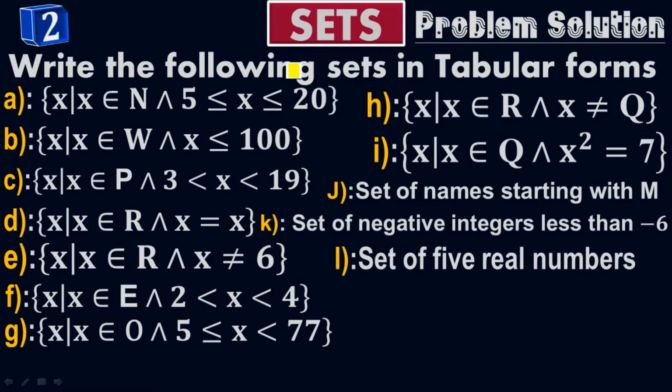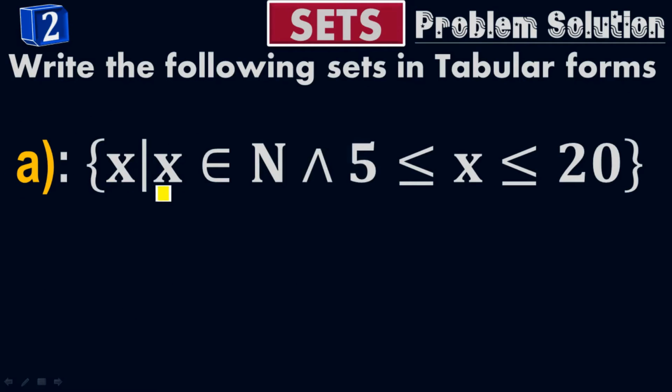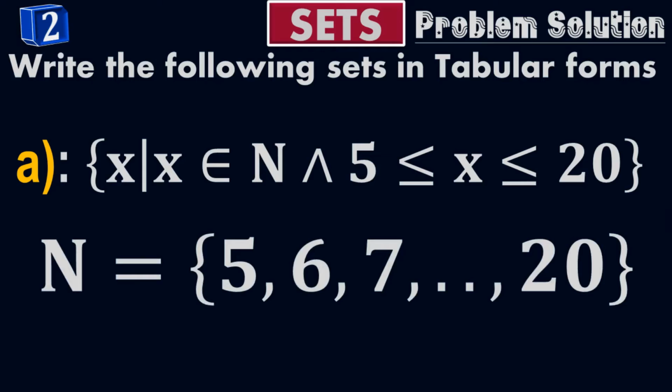As you can see, we are going to write all these sets in tabular form. We need to shift them into tabular form, so let me do them one by one. Part A, which is the set of all x such that x belongs to natural numbers and x is greater than or equal to 5 and less than or equal to 20. What will be its tabular form? This is going to be its tabular form: N equals 5, 6, 7, 8, 9, 10 up to 20. It is a set of natural numbers.